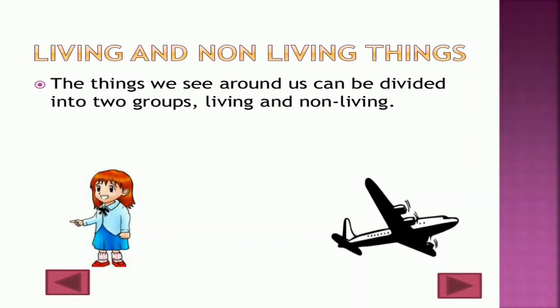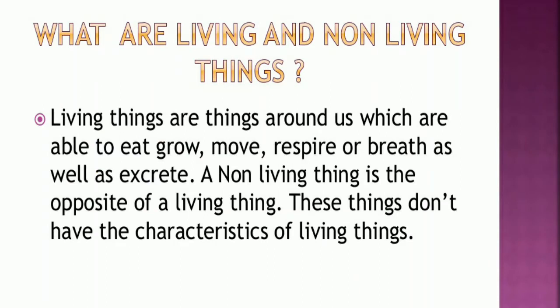Here we can see a girl. A girl is a living thing, and the photograph of the aeroplane, an aeroplane is a non-living thing. So, children, today we are going to learn living and non-living things in detail. Okay, now we will go to the next slide.